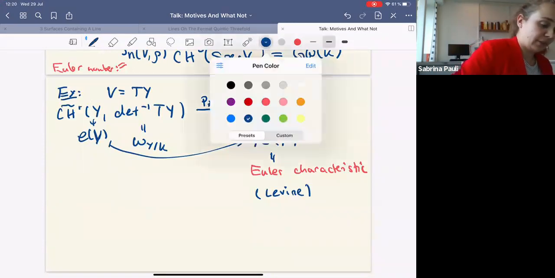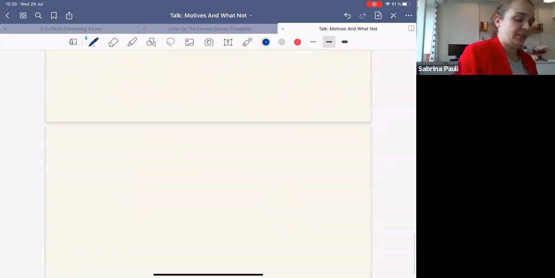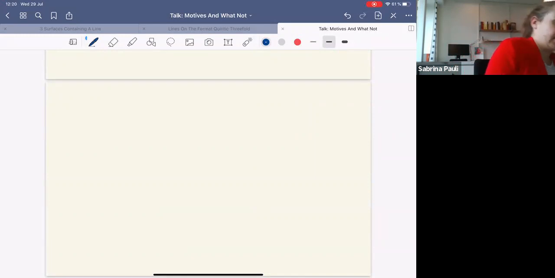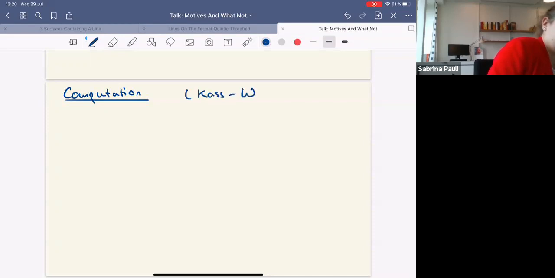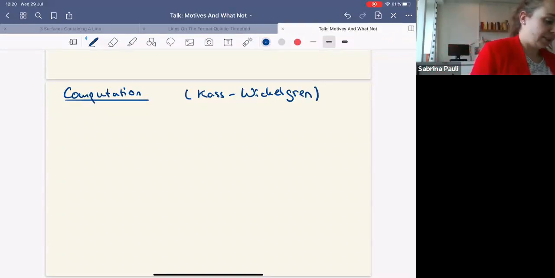Okay, but now let's start with the computation. I said I wanted to compute some of those Euler numbers. So let me give you a formula. The first thing I want to tell you follows from, or was developed by, Jesse Kass and Kirsten Wickelgren, who found the formulas for these Euler numbers.